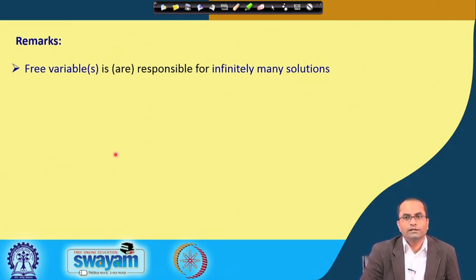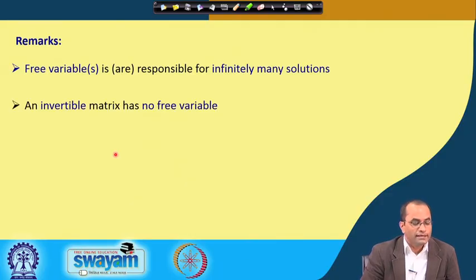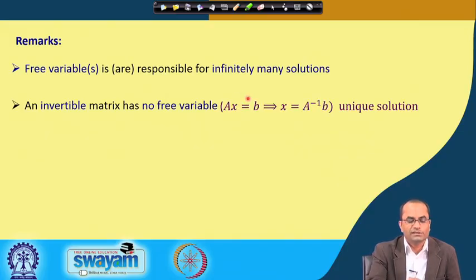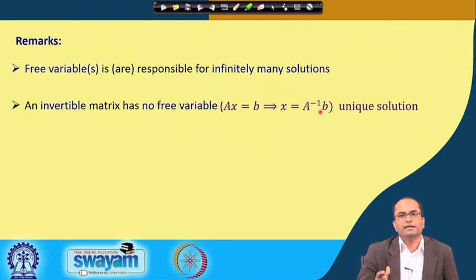So, in conclusion, whenever we have free variables in our system, that means some columns do not have a pivot, and in that case there will be infinitely many solutions, and an invertible matrix will have no free variable. The reason is clear, because once the matrix is invertible we get a unique solution, and if we have a unique solution definitely we will not have free variables. Or the other way around, if we observe that there is no free variable, that means A is also invertible.